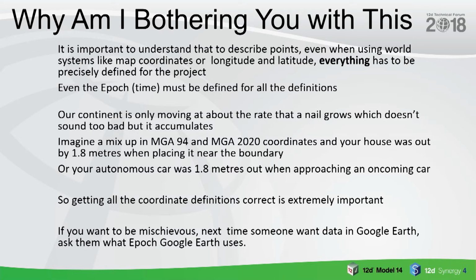If you really want to be mischievous in life, when someone says, I'm going to put data into Google Earth, ask them what epoch it uses. I don't really know. I've never been able to find out. But you say, oh, in Australia we're using the 1994 epoch. In New Zealand they use 2000. So does Google Earth worry about that? What happens if you get 2020 data?